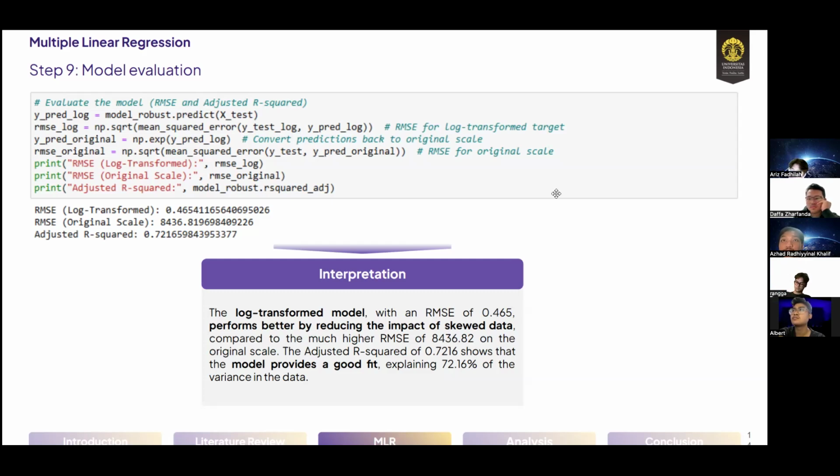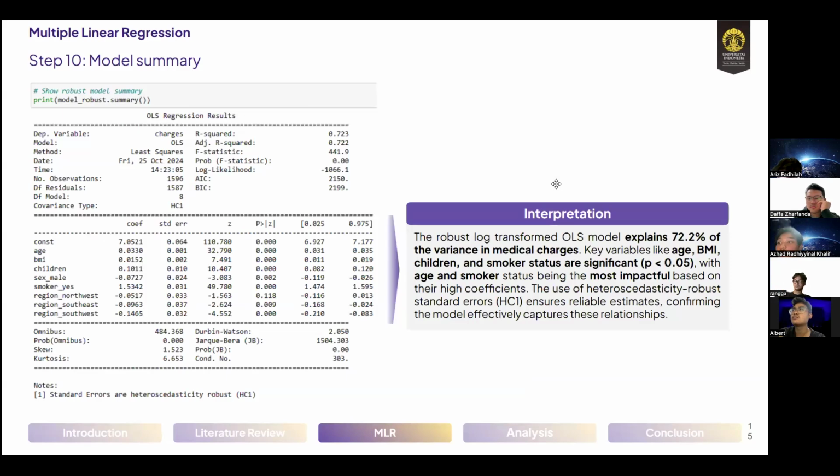Next. Then we go to the model summary. Here we know that the model explains over 72% of the variance in medical charge, and the key variables like age, BMI, children, and smoker status are considered significant as the p-value is less than 0.05, with age and smoker being the most impactful because the coefficient is high. And then the use of HC1, or heteroskedasticity robust standard error, ensures reliable estimates, confirming the model effectively captures these relationships.